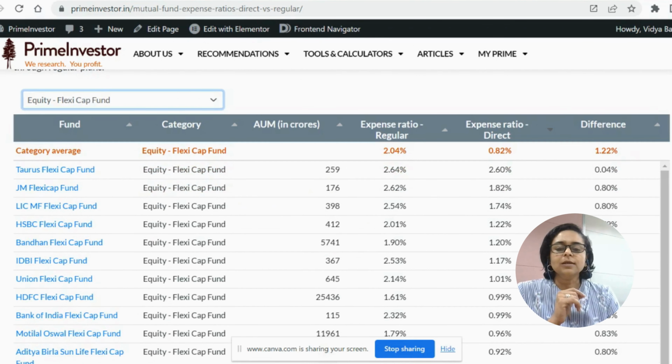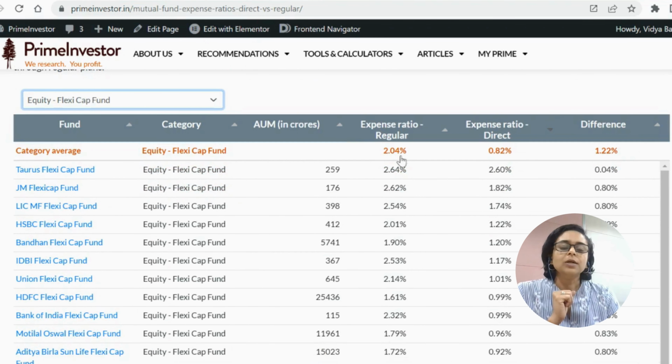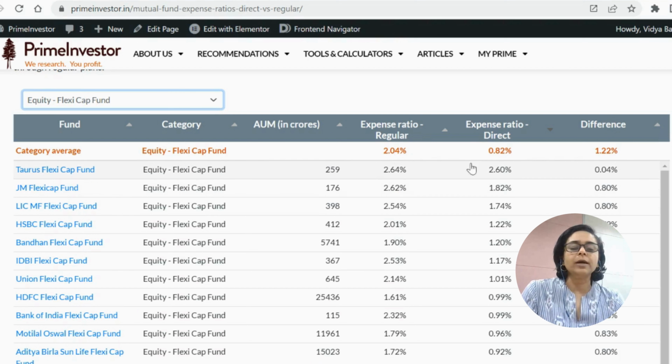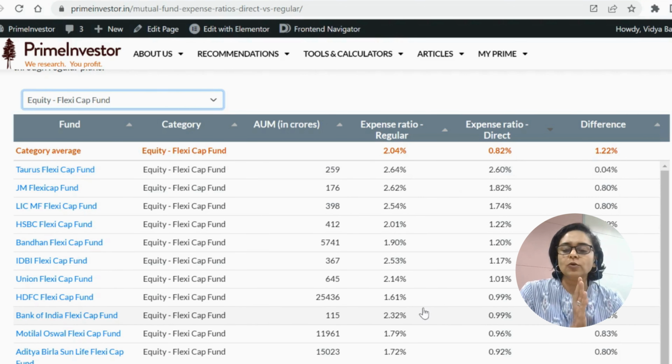Here I have taken the flexi cap category just for you to make the comparison. So we have here the average for the regular plan, which is 2.04, the average for the direct plan, which is 0.82, and the average difference between the regular plan and the direct plan. I'll explain to you why all these are important. The first step is just looking at your own fund. Let's say you chose HDFC Flexi Cap Fund. Its regular expense ratio is 1.61. Okay, if your distributor has suggested it, that's below the average of 2.04.